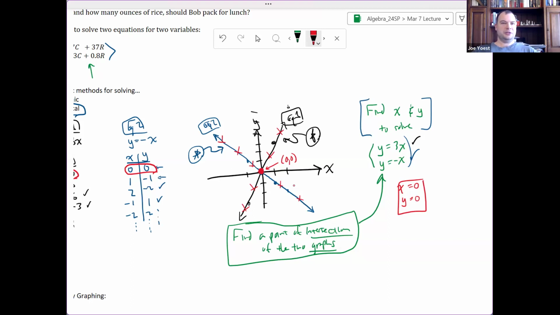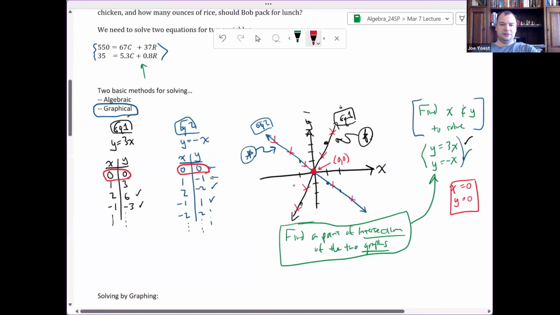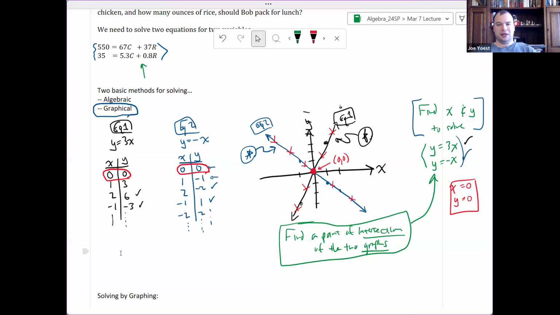There are some ordered pairs that'll solve one equation, some other ordered pairs that'll solve the other equation, but they never solve both at the same time. So this is the idea of solving by a graphical method. We'll plot the two lines for the equations on a graph, and then we'll search for a point of intersection between the two.